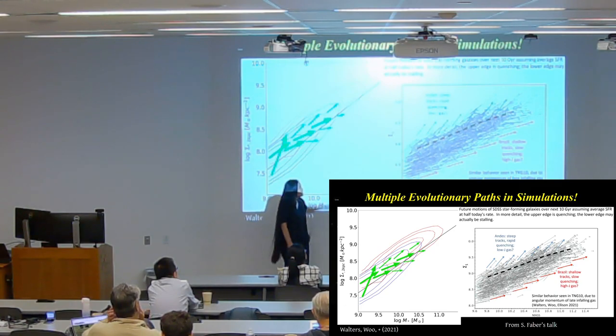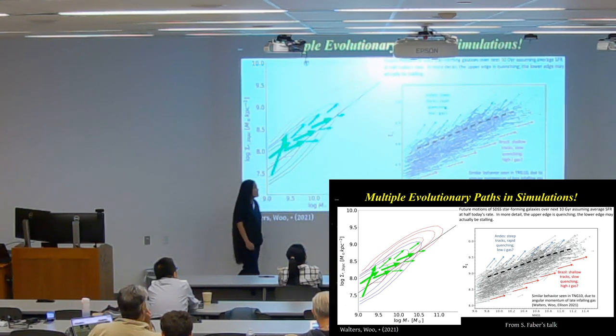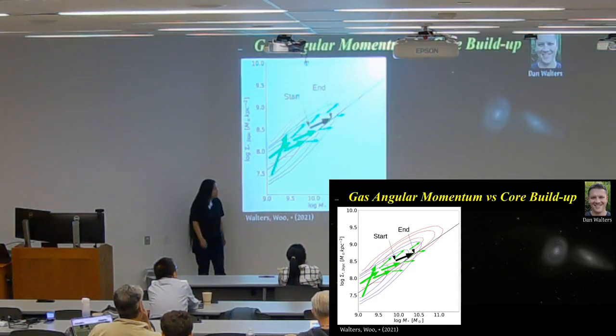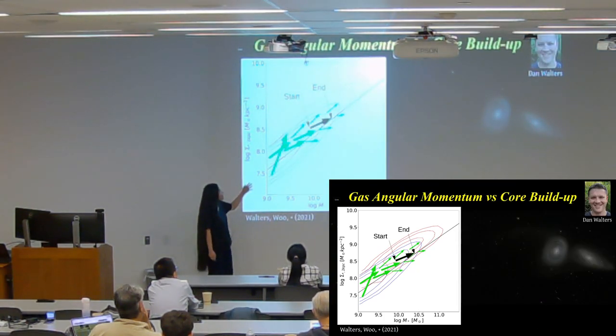And if you do that, then these are the evolutionary tracks, and she finds the same thing, which is wonderful. So it's the same as in TNG. Okay, so what determines the slope of the trajectory in this plot?